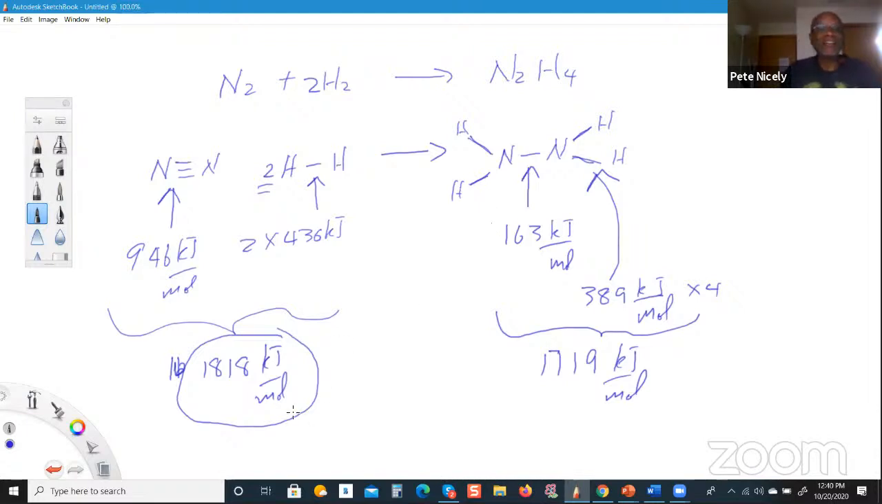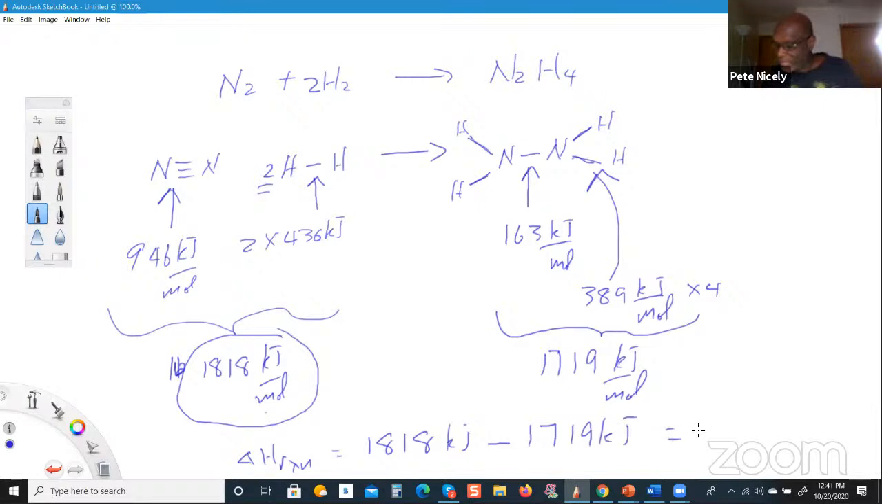So therefore, to find the enthalpy of the reaction, that would be equal to 1818 kilojoules minus 1719 kilojoules. All right, and let me do that calculation. 1818 minus 1719, and according to my calculation, this works out to be equal to 99 kilojoules per mole. All right, per mole.